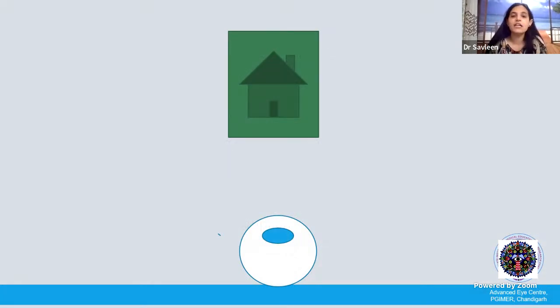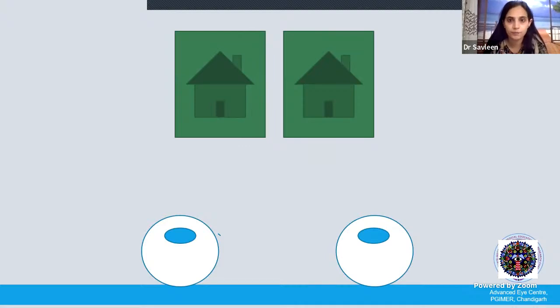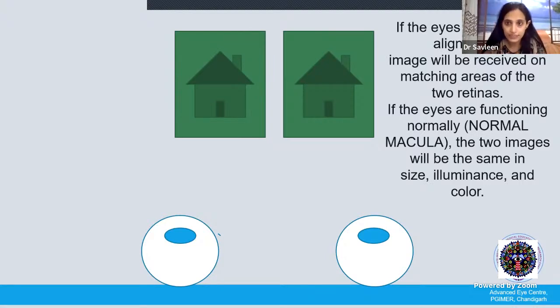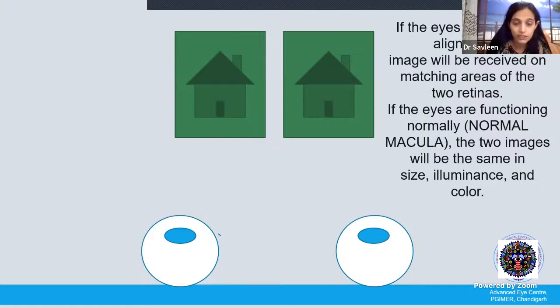Just simplifying it, if I want to look at an image, for example, an image of a house, I am not using one eye to see it. We have two eyes and we are forming two images, one by each eye, but we are perceiving them as one. If the eyes are properly aligned, these two images will be the same size, the same illumination, and the same color. So if we have two images which are exactly the same and they are formed by two retinae which are exactly normal, the brain will interpret it as one.